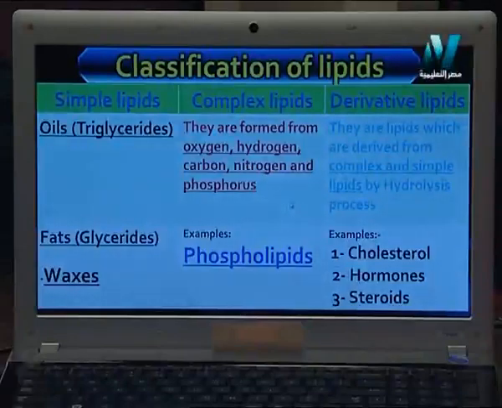Let's discuss that again, the classification of the lipids. We have 3 types of lipids: simple lipids, oil, fat, and wax. Complex lipids. Why are they called complex lipids? Any lipid contains carbon, hydrogen, and oxygen, and here we also add nitrogen and phosphorus. What is the example of a complex lipid? Phospholipid. I will discuss this word after a few minutes.